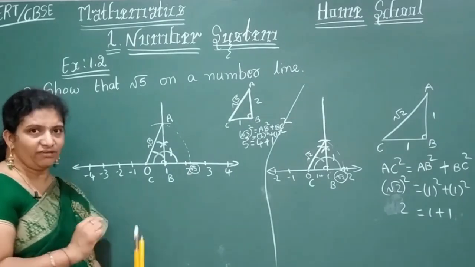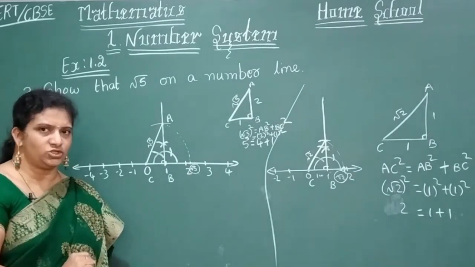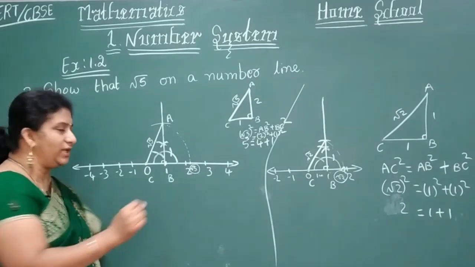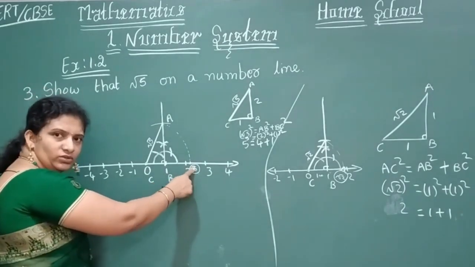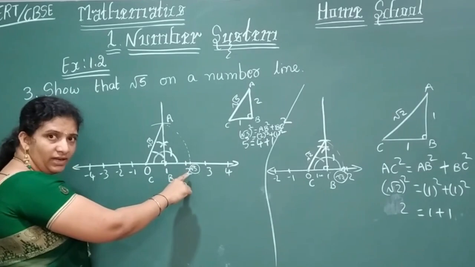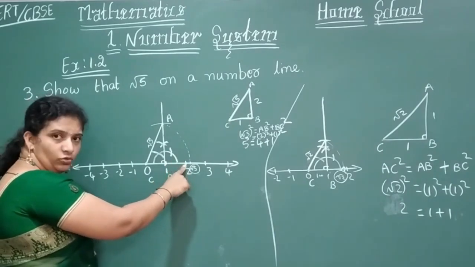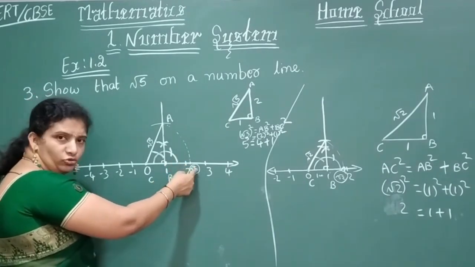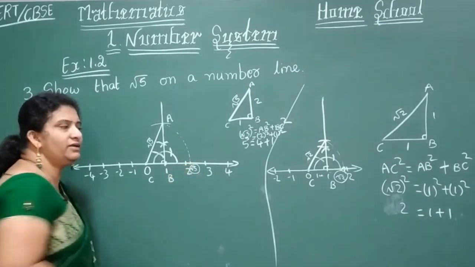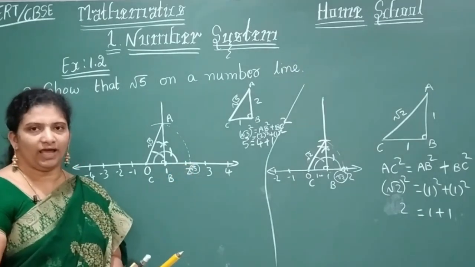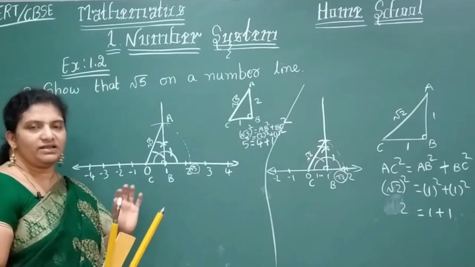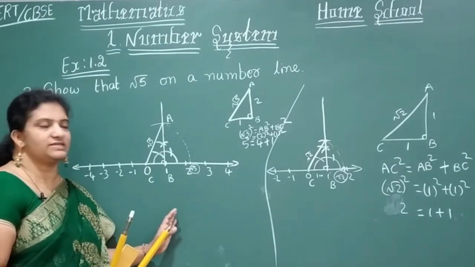Look here carefully. Root 4 value is 2. Root 5 value will be more than 2. Children, are you observing here on the number line? Root 4 is 2. Root 5 will be next to 2. So exactly at the correct position you got the value. Now once again I am going to give you this explanation.